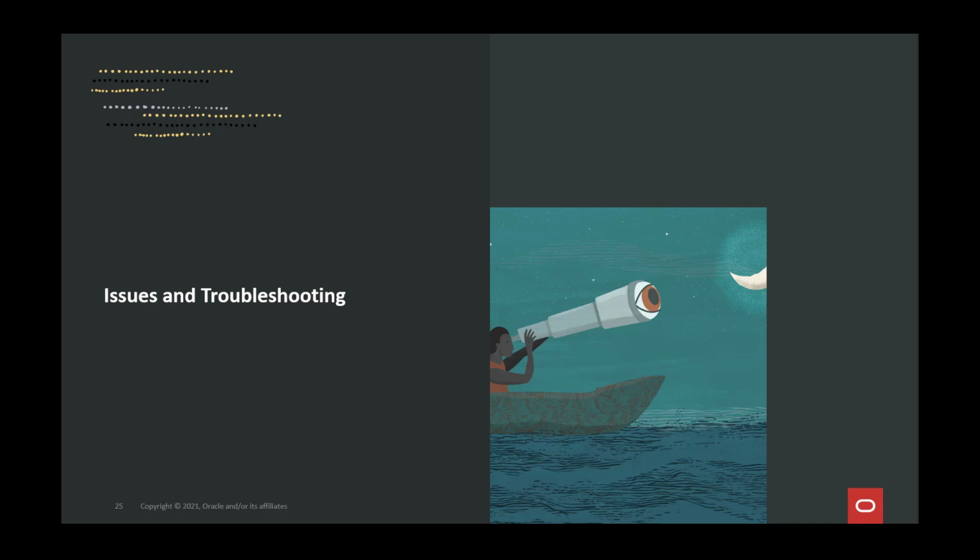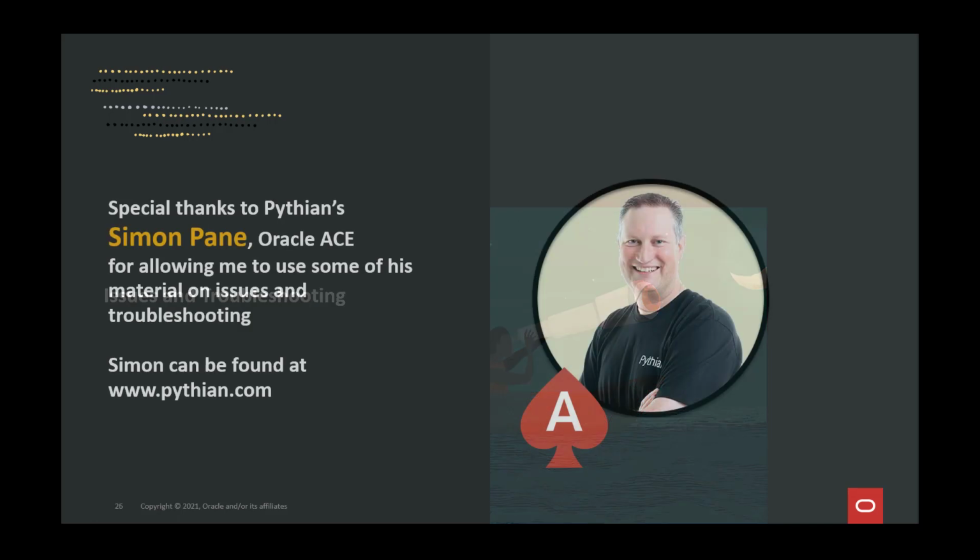So we'll look at issues and troubleshooting, and before we get into that, I just want to give a quick thank you to Oracle Ace Simon Payne. Simon is a consultant with Pythian, and he's done several centrally managed user implementations at large customers. And Simon was kind enough to spend some time with me talking about the typical issues he's seen in his practice and how he goes about troubleshooting these. So what we're going to cover next is both from the standpoint of the development team and also from a person who actually implements this stuff.